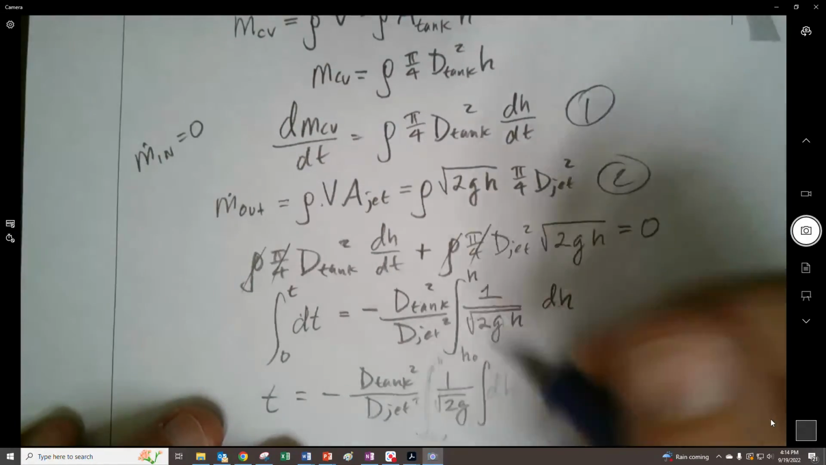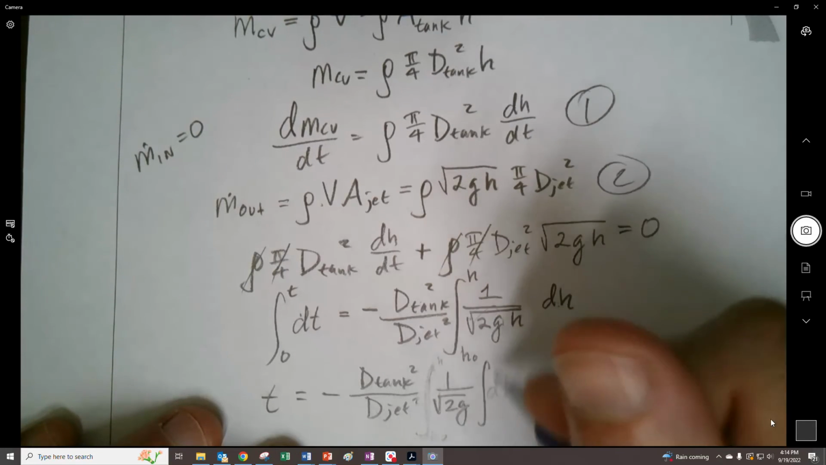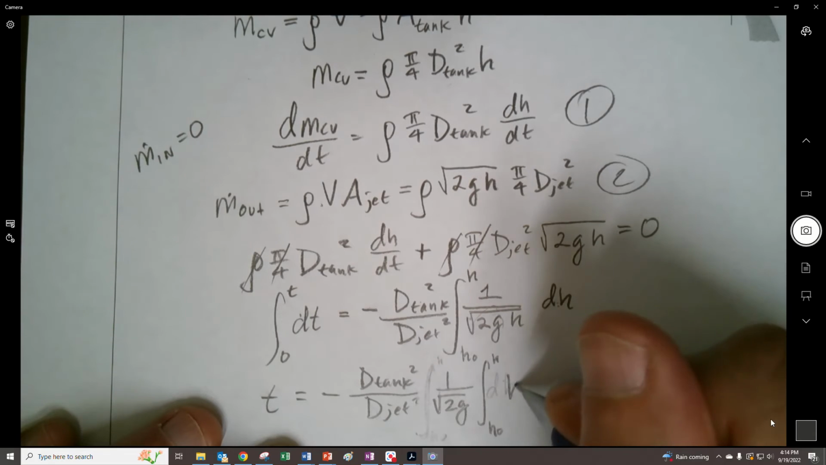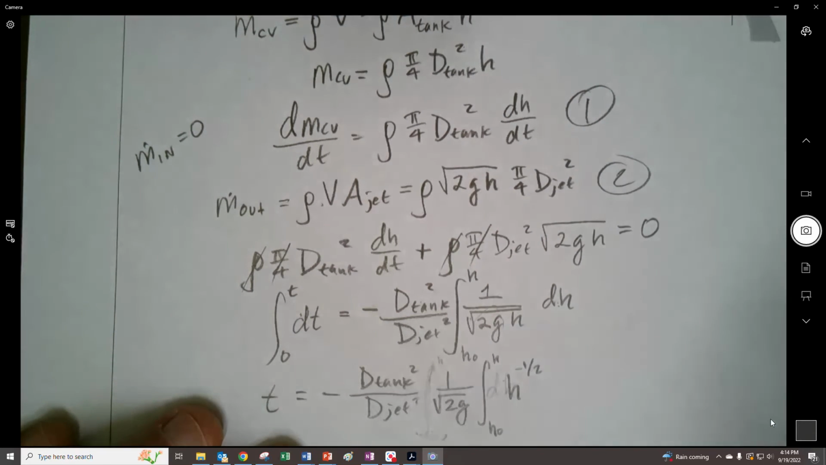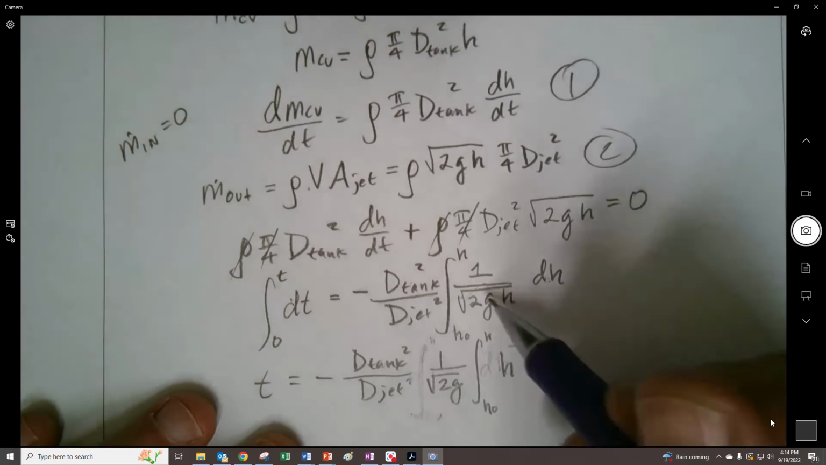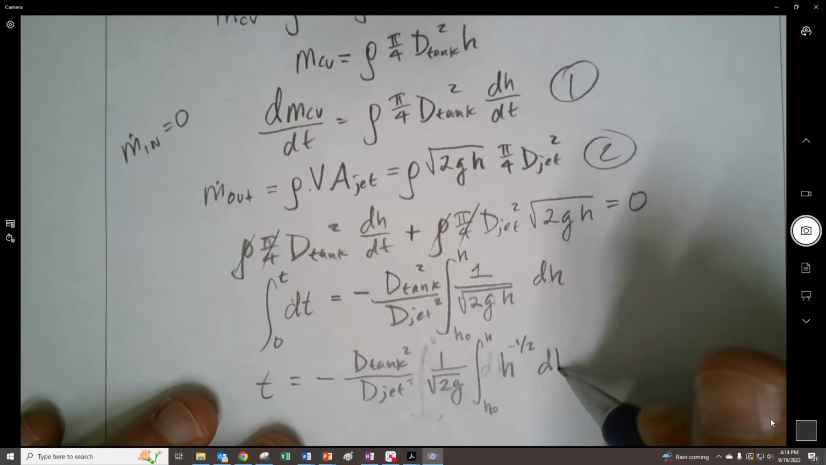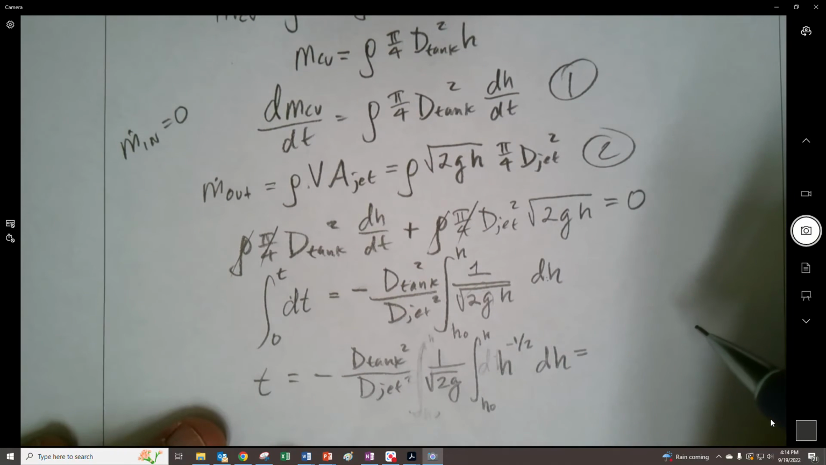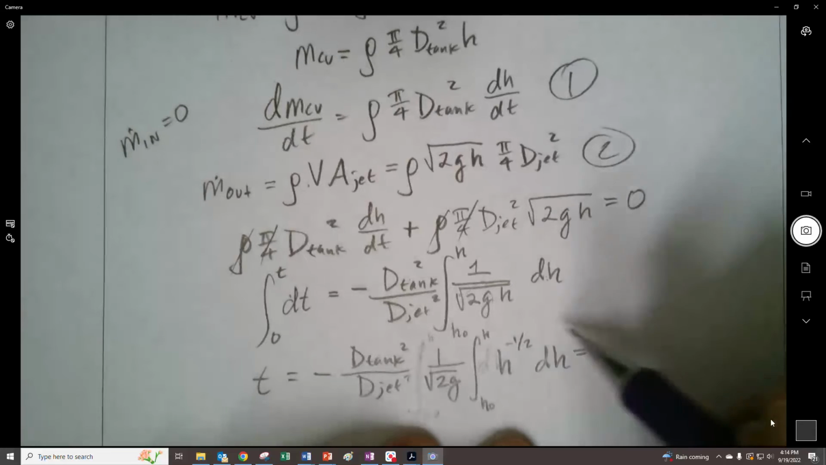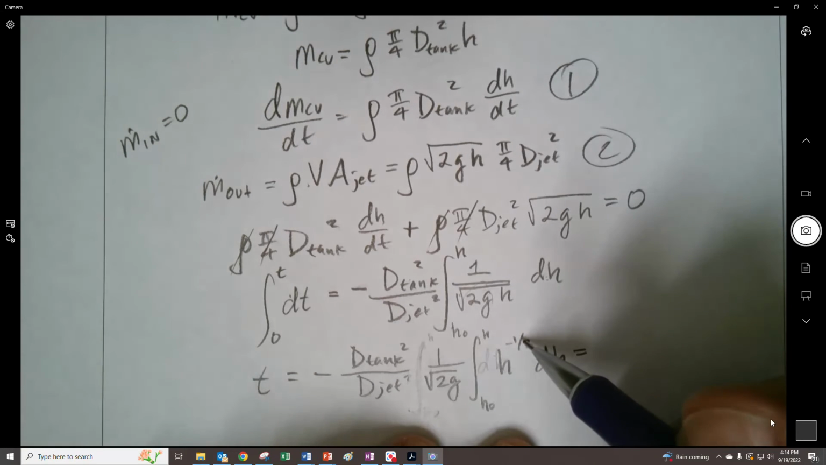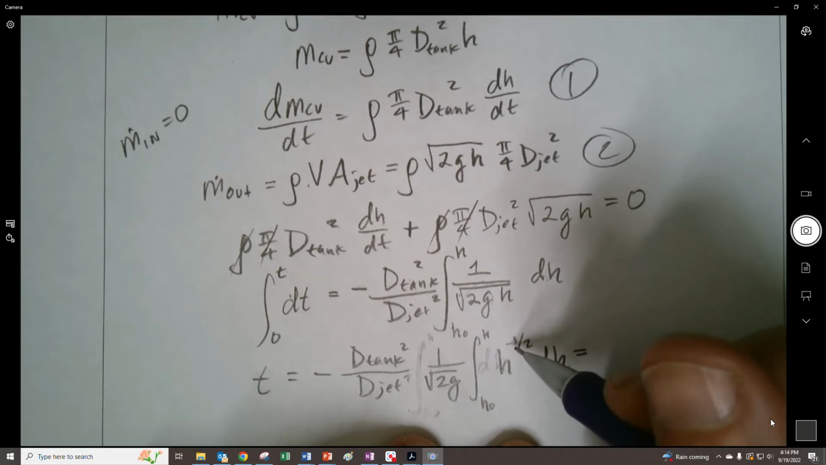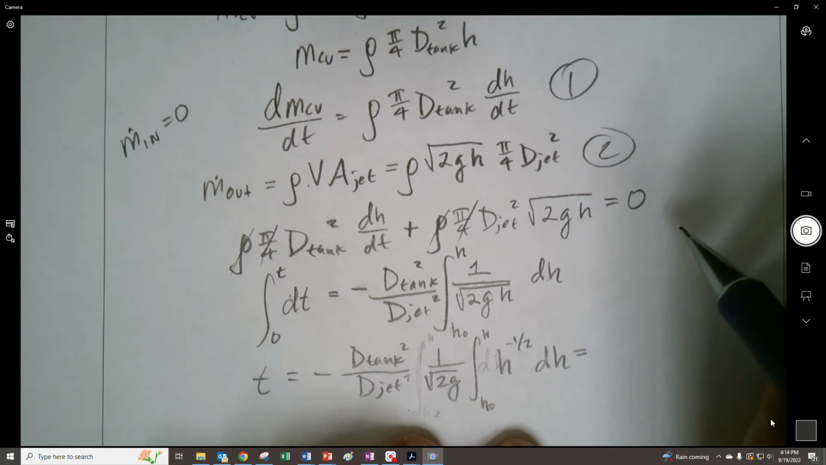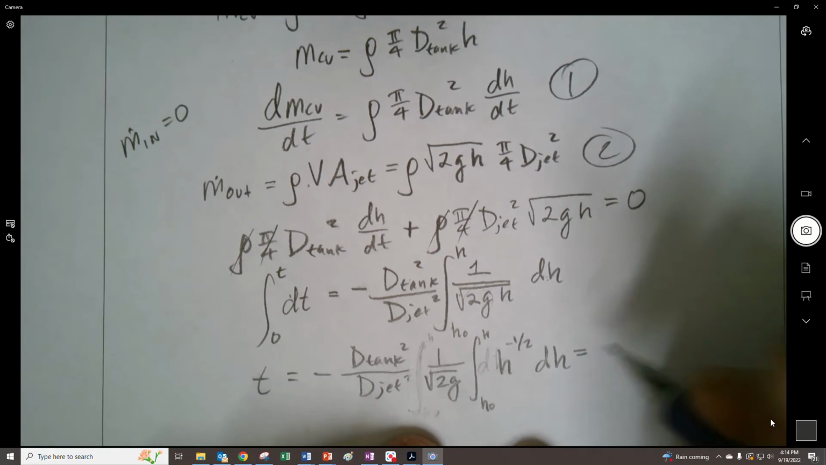Here's what I'm trying to do. There you go. This is just a constant on the outside. H0 to H, and we're taking H to the -1/2, right? Because he's on the denominator, and so we have dH. And when we do that, we're going to have to add 1 to it and then multiply it by 2. So what we're left over with is going to be all of this.